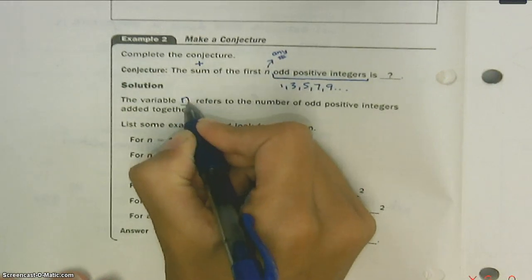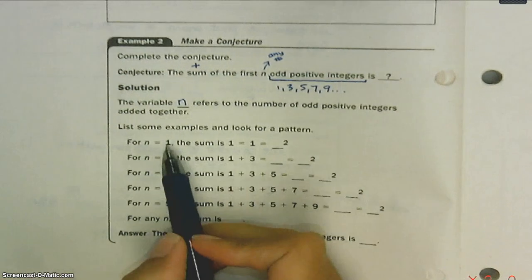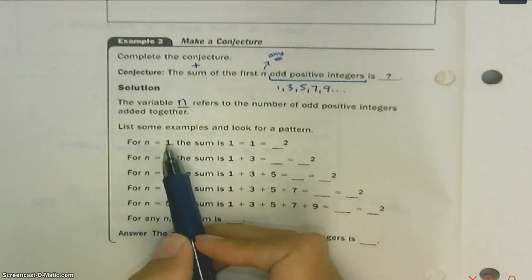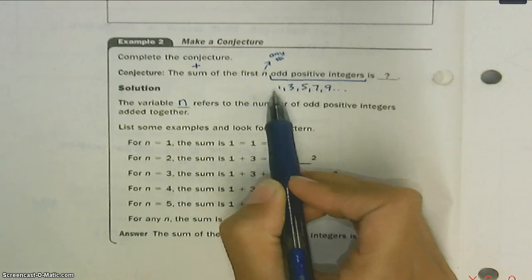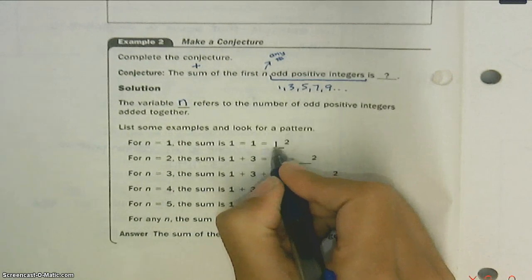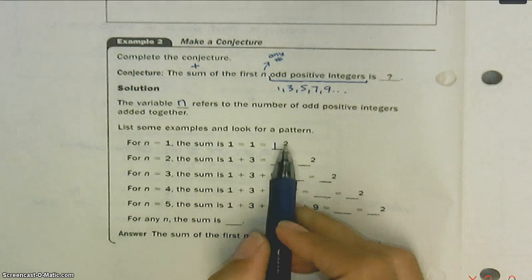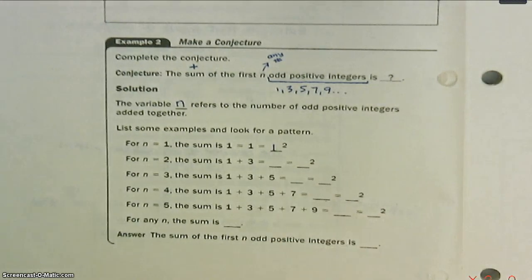All right, we already talked about n. N refers to the number: how many do we want? So let's say we just want one odd positive integer. Well, here it is. We just want one of them. So the answer is 1, which is the same as 1 squared. Now you may be wondering, why are we doing this here? And you'll see, because that's going to show us the pattern.